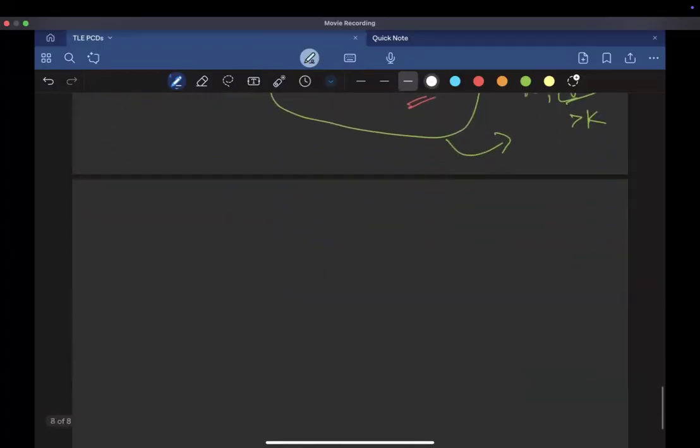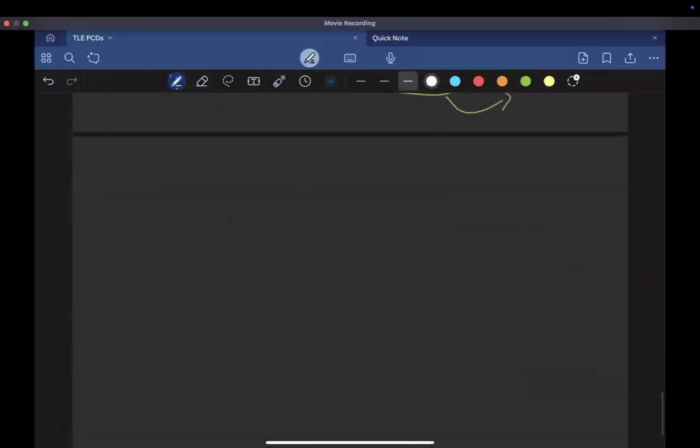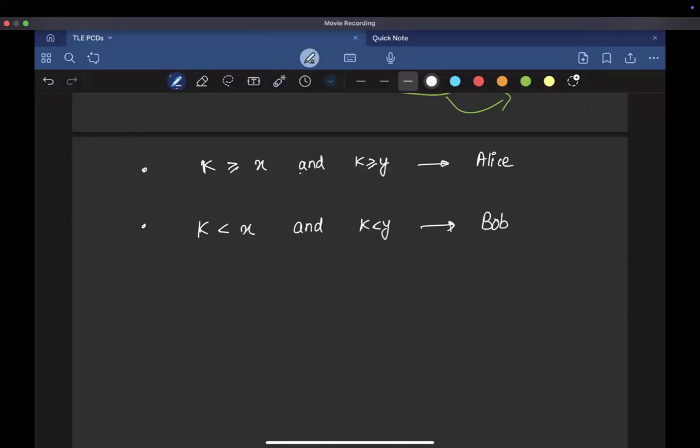Otherwise, Bob will win. So here is a recap for everything that we have done here, the casework that we have done. If k is greater than or equal to x and k is greater than or equal to y, then Alice is able to win by removing the larger pile. If k is less than x and k is less than y, then Alice is just losing straightforward because no matter what she does, Bob will be able to play a move and he will take the larger pile down.